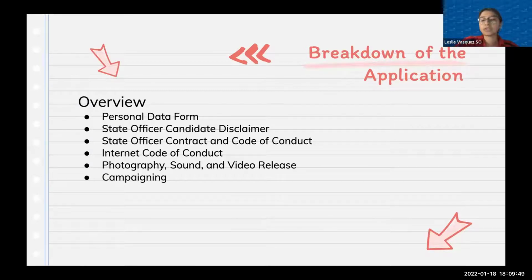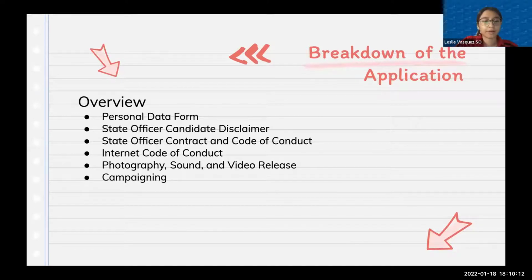Now, the personal data form is where you fill out your personal data. You have your name, your birthday, your address, your email, etc., personal things that they know just for record's sake. Then you have the state officer candidate disclaimer, where you decide if you want to forfeit state and national candidacy, if you decide to run for nationals, or if you just want to run for state.